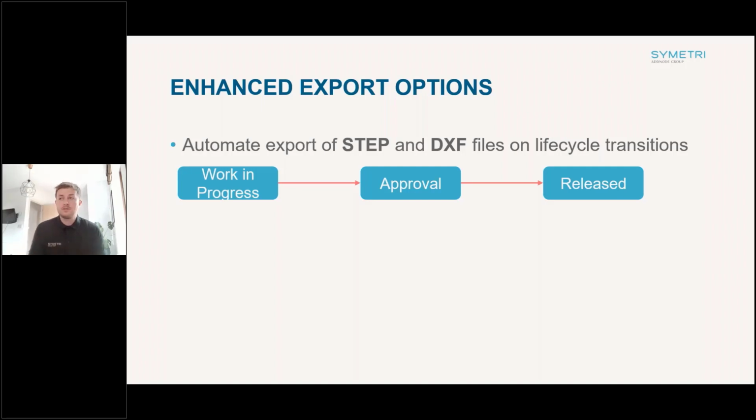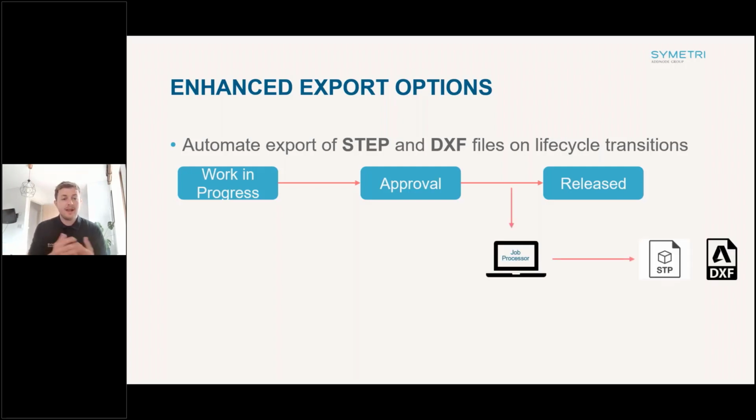A designer would move it from work in progress to approval. At that point, you might create your visualization files. The approver, maybe using Vault Office, can then look at the file and go, right, happy with that, I'm going to move it from approval to released. Now, at this point, it would have had to be a manual process in the past to create a STEP file for your 3D files, or a flat pattern DXF. What you can do now is, on the transition between approval and released, send a job off to the job processor that's going to run and create a STEP file or a flat pattern DXF file.